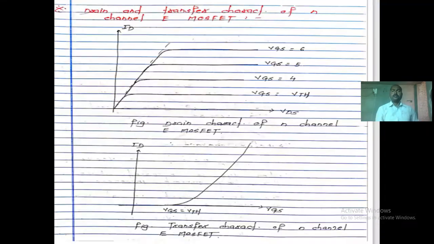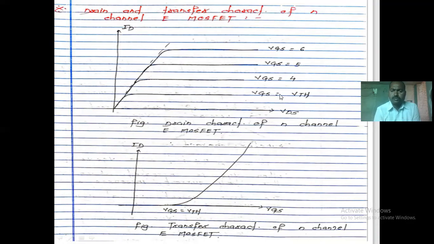In the case of the enhancement type MOSFET, this is the plot of drain to source voltage versus drain current. Initially, we increase VDS, and whatever the value of VGS, it is taken as a constant. Consider it as a threshold value, which means a small amount of current flowing through the device.